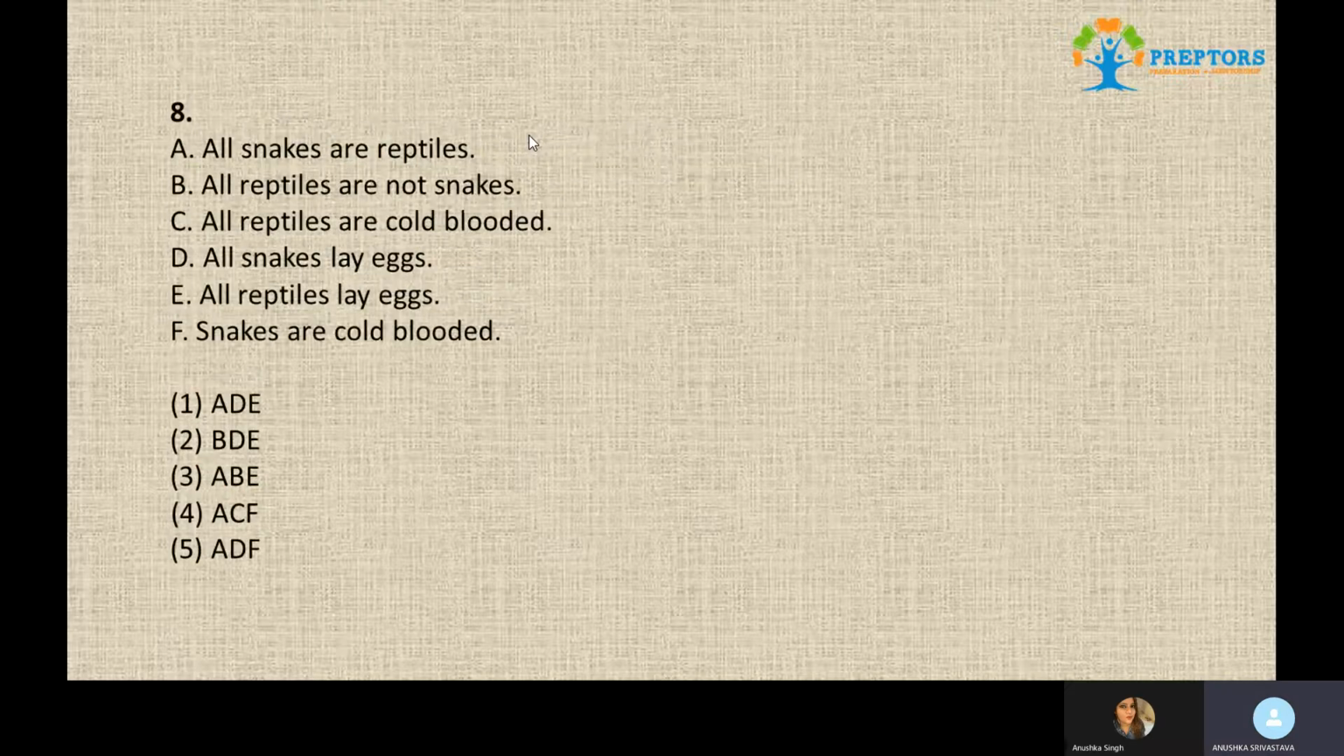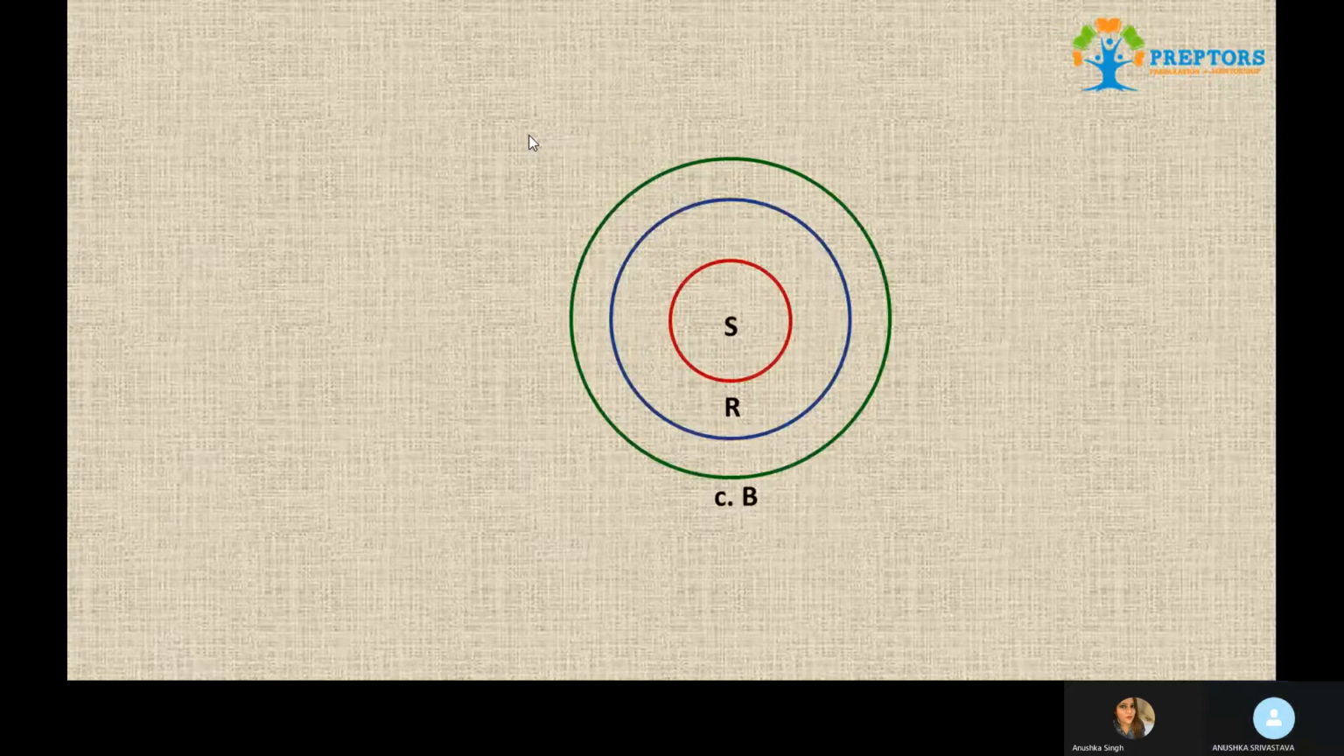Eighth one says all snakes are reptiles. All reptiles are cold-blooded. So all snakes are cold-blooded. Again, F does not have a quantifier. But if you don't have a quantifier, we assume it to be all. So snakes, reptiles, and cold-blooded.